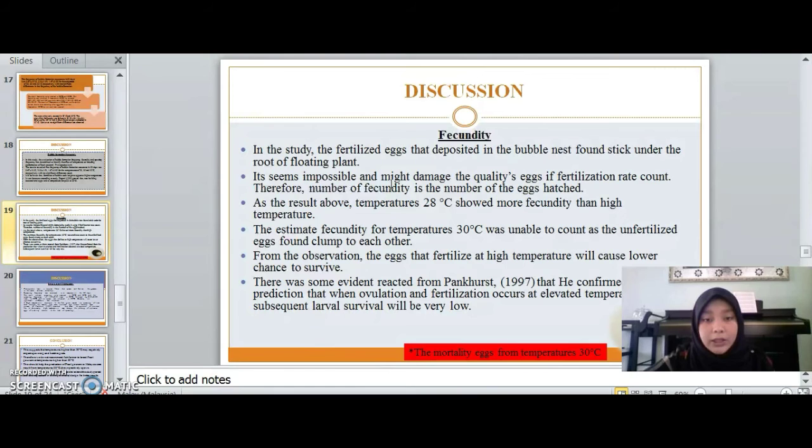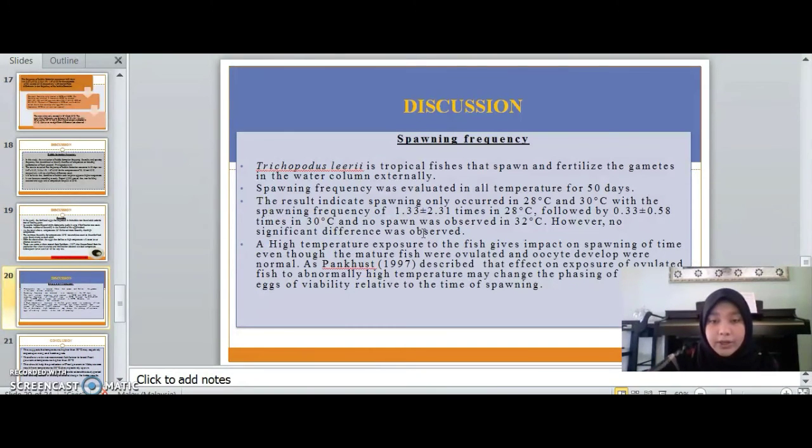Okay, the number of fecundity in this experiment increases the number of eggs hatched. The estimated fecundity for temperature 30 degrees Celsius was unable to be counted as the unfertilized eggs were found clumped to each other. Okay, and for spawning frequency, higher temperature: spawning only occurred at 28 degrees Celsius and 30 degrees, and no spawning was observed at 32 degrees Celsius.